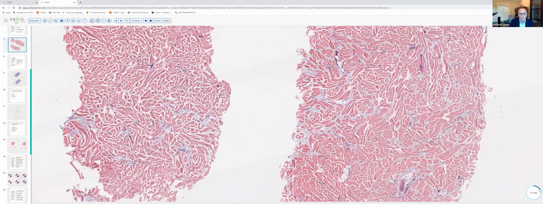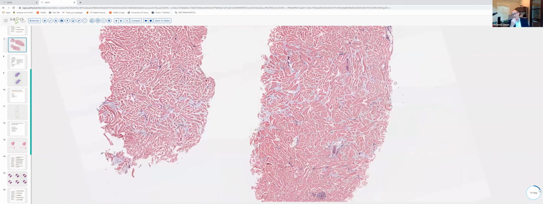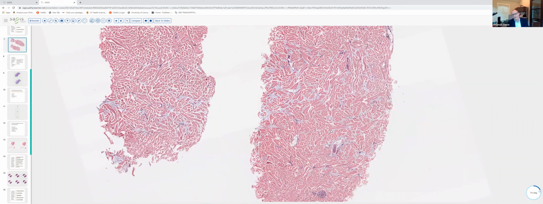And of course, the differential on a board exam is always going to include morphea, which has thickened collagen bundles, but they're compressed. They're not separated by fenestrations, and they'll bind down the eccrine glands. And sometimes there's a little bit more inflammation.